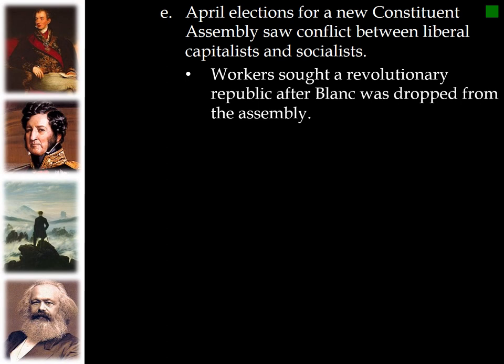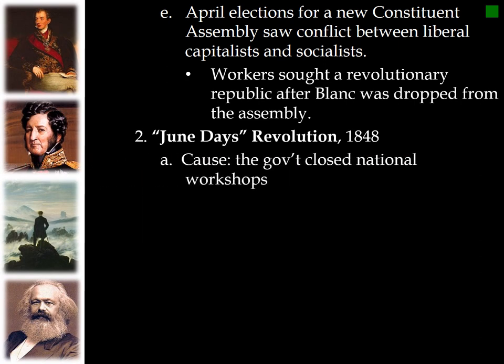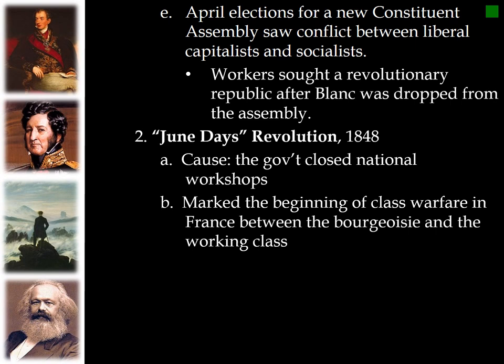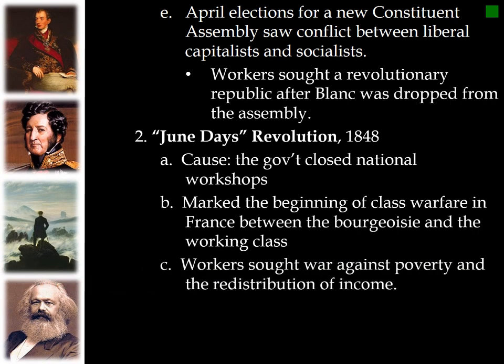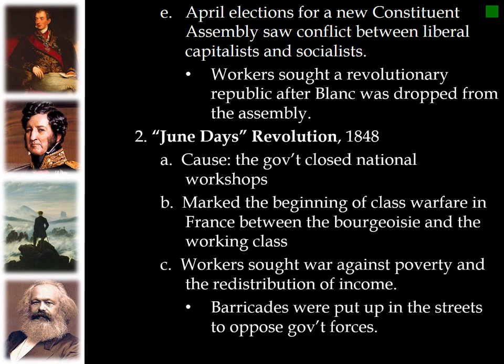Workers sought a revolutionary republic after Louis Blanc was dropped from the assembly. And this will lead to a new revolution taking place in June 1848. The June Days. The cause was the government closed the national workshops that had been established by Blanc. This will mark the beginning of class warfare in France between the bourgeoisie and the working class. The workers sought war against poverty and the redistribution of income. And barricades were put up in the streets to oppose the government forces.